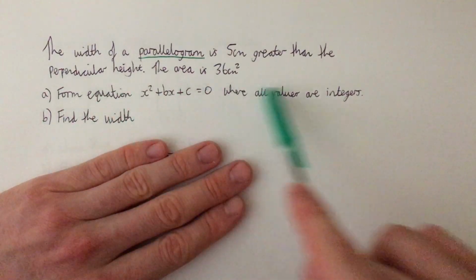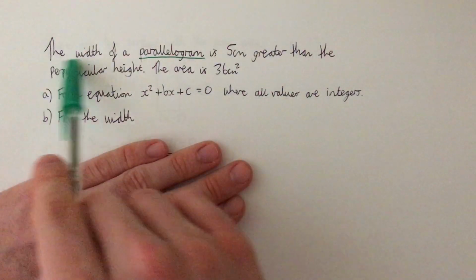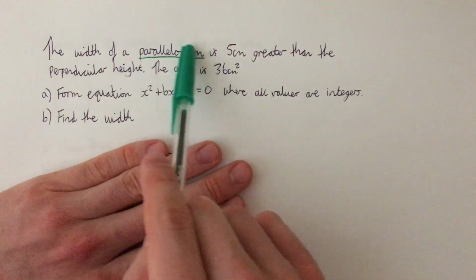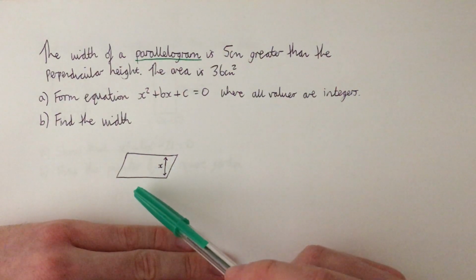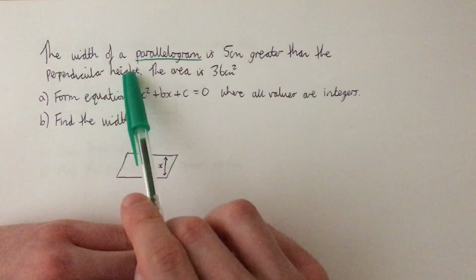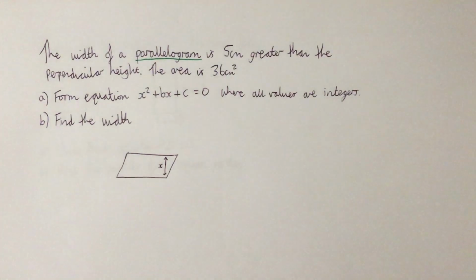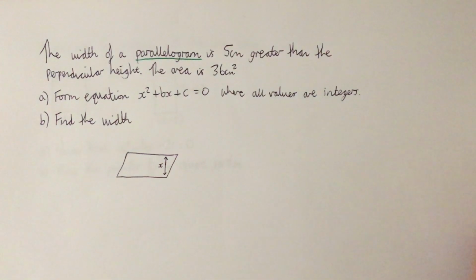Now before I read the next part of the question, I'm just going to look at that and basically draw what I can from that. So the width of a parallelogram. First things first, I'll draw a parallelogram. Okay, is 5 centimeters greater than the perpendicular height. Now we don't know what the width is or the perpendicular height. We've been given no measurements for them other than the width is 5 centimeters more than the height.